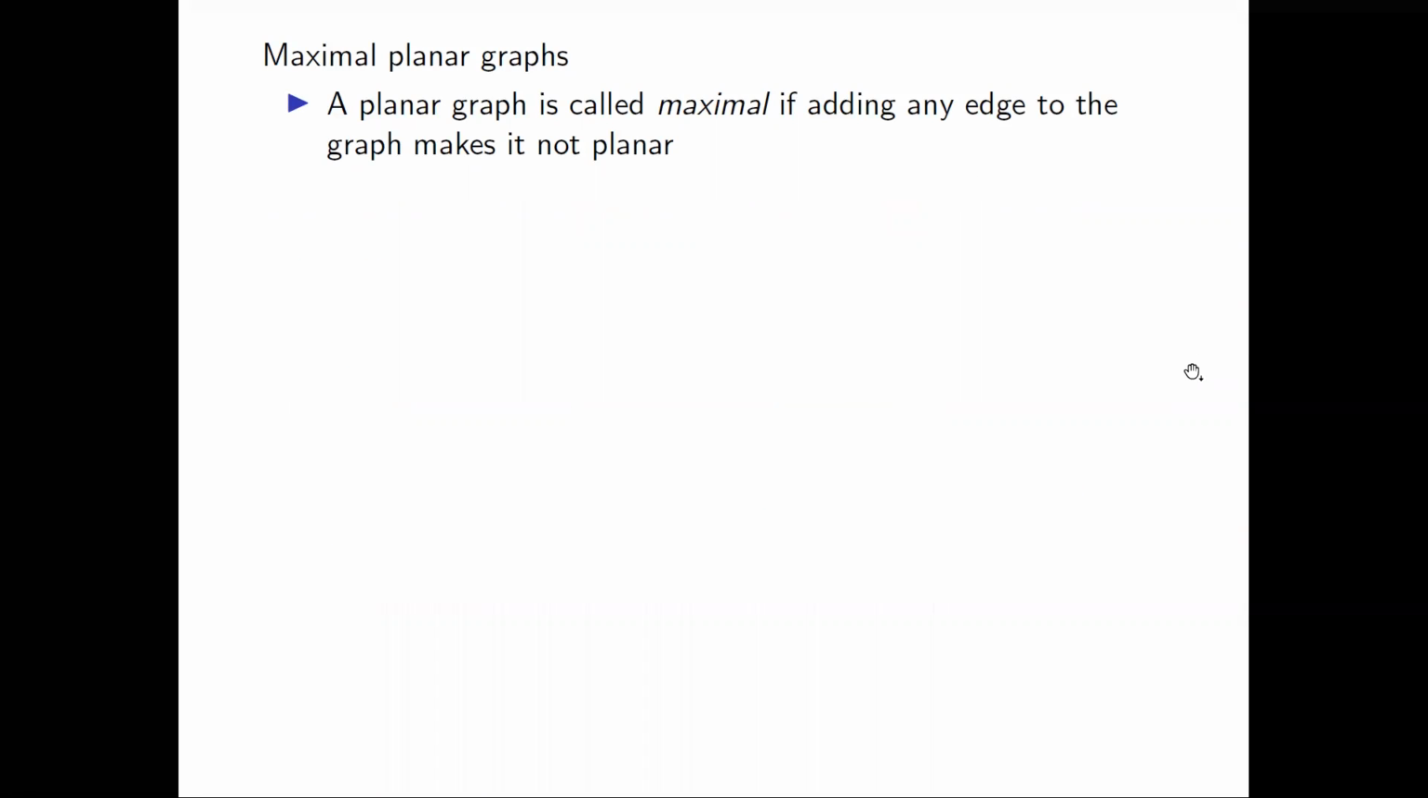Now, if we have a planar graph where we can't add any more edges to it, we call that a maximal planar graph. So for example, here's one that is trivially maximal. We can't add any more edges to that. Here's another one that will be maximal. So these are both complete graphs. So we can't add any more edges to them.